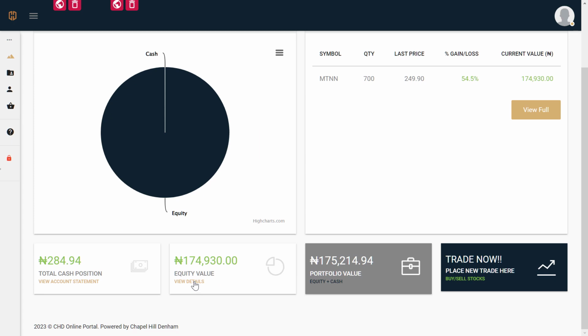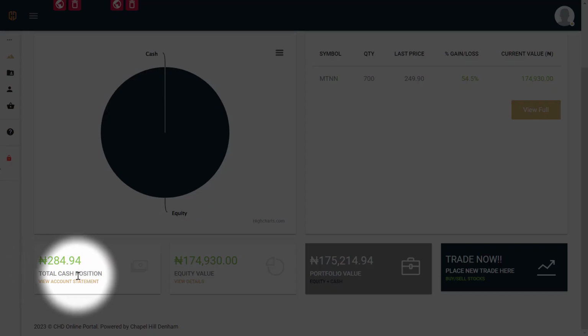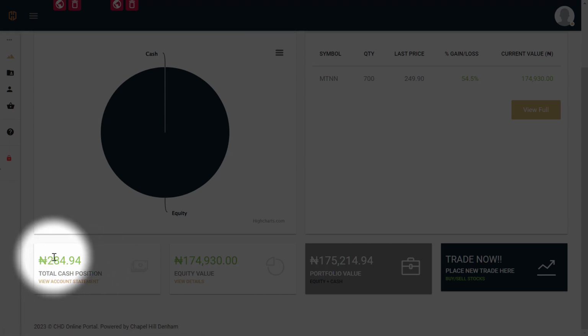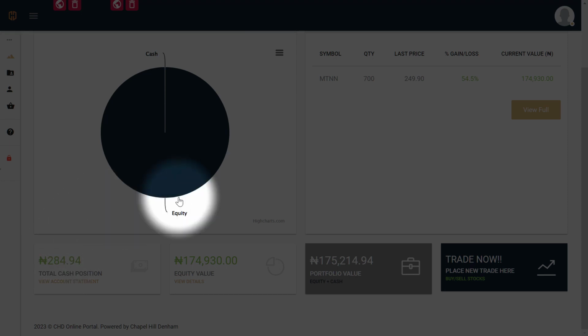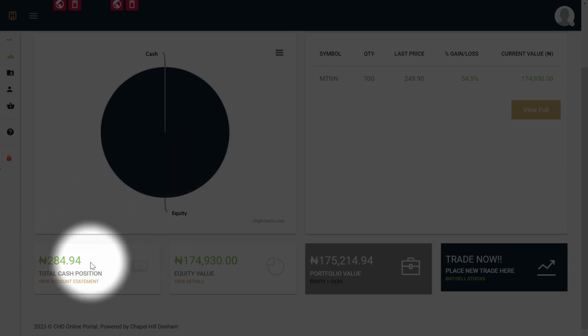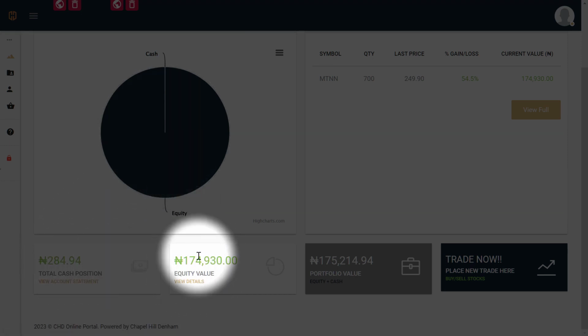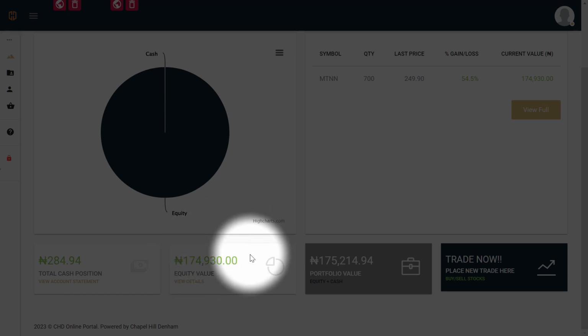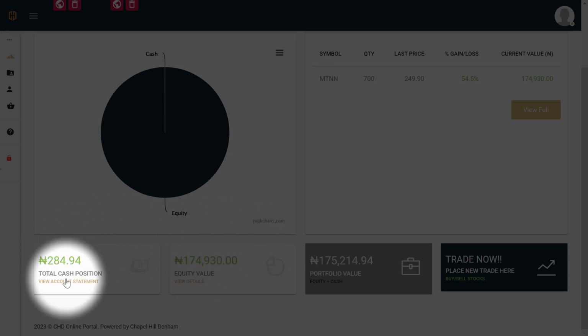So I'm going to click into my equity value. This is total cash to start with. Total cash position means your purchasing power, the money you have right now to buy shares, and the money you can withdraw. Then equity value is like the money you have in shares that you can sell off and then turn it into your withdrawal balance or your total cash position. I hope that makes sense.